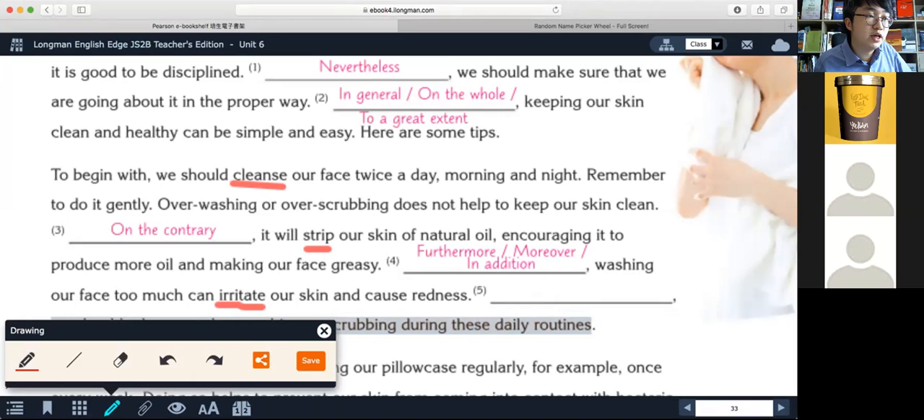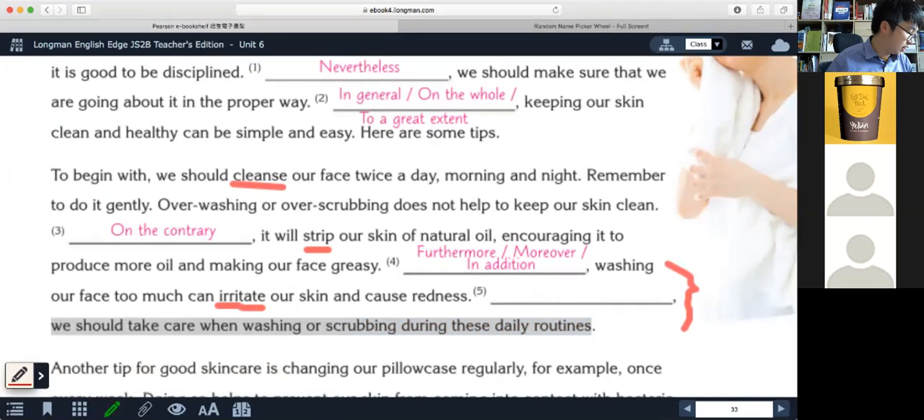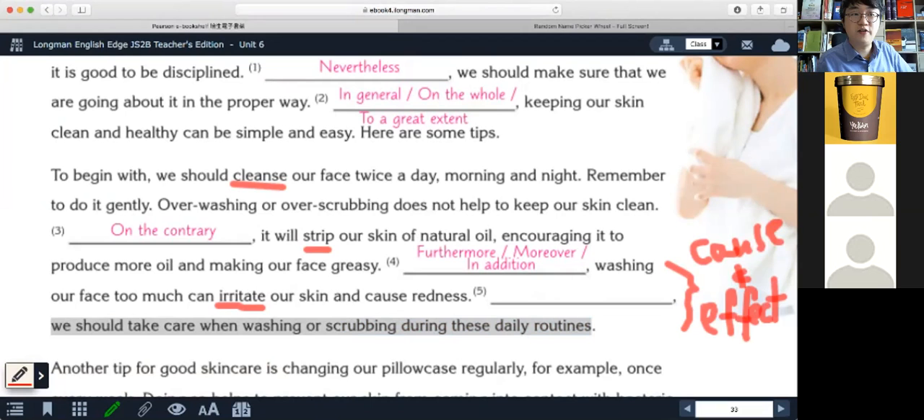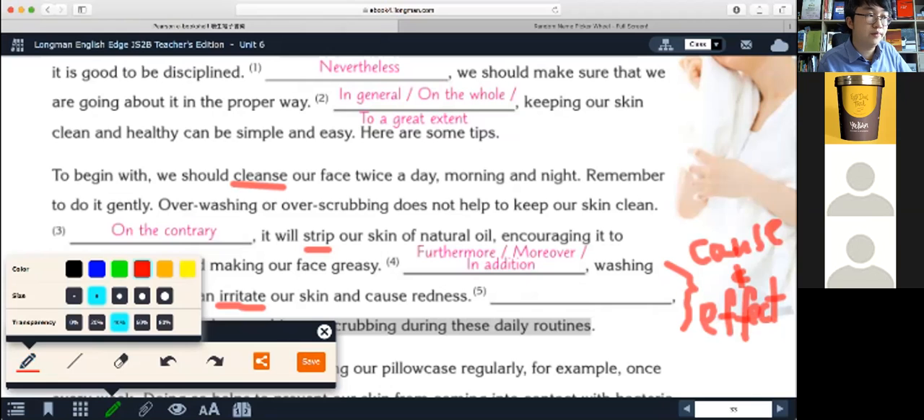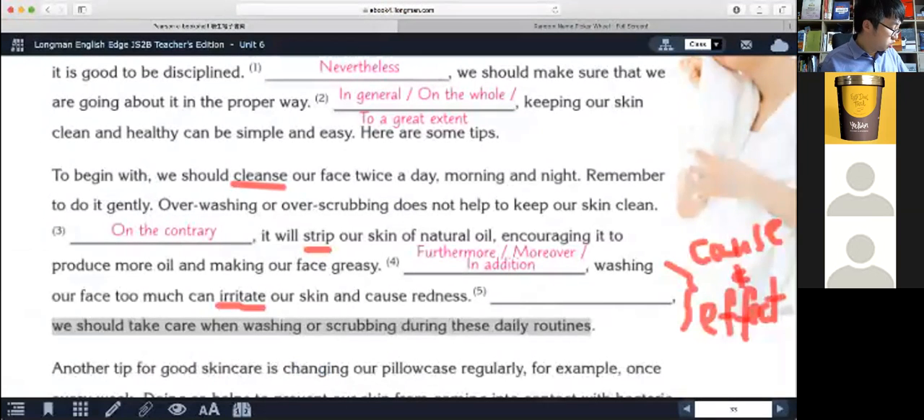So for these two sentences, there is a cause and effect relationship. Cause and effect. 因果關係. Okay? So for a cause and effect relationship, we have to use connectives like as a result, consequently, or therefore. So here we can use therefore. Any questions about question 5?